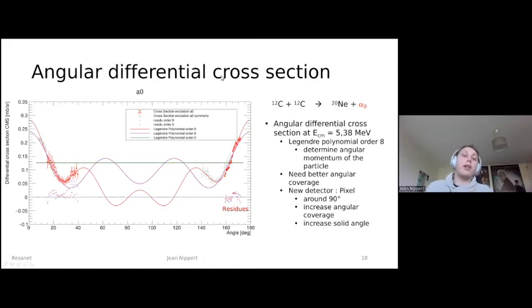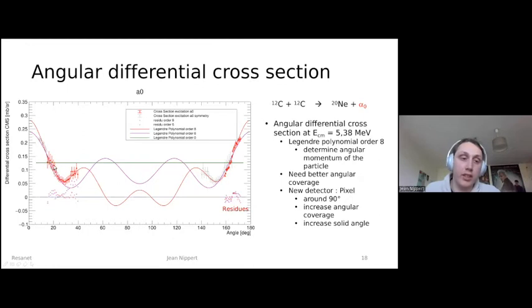So those are angular distribution measurements. You can see a differential cross section as a function of the angle. This is at an energy of 5.38 MeV in the center of mass system, and it's for carbon 12 plus carbon 12 that gives you neon 20 plus alpha 0, so the ground state of neon 20. And what we measure is basically the angular momentum of the alpha particle by fitting the data with Legendre polynomials.